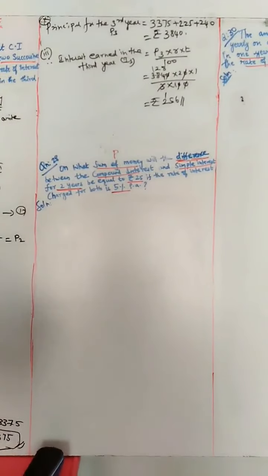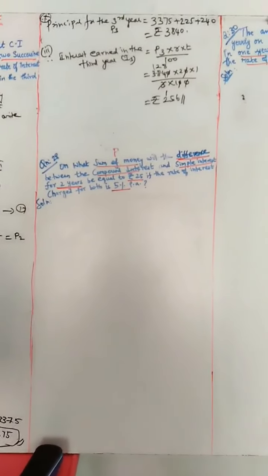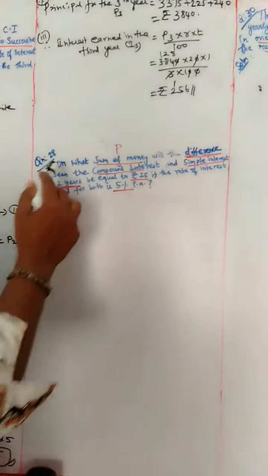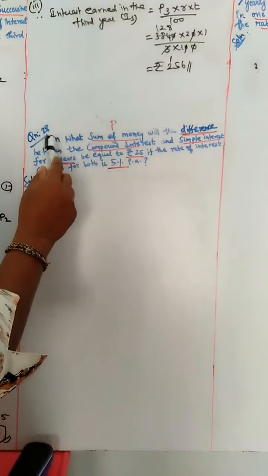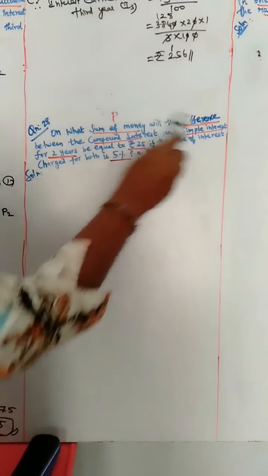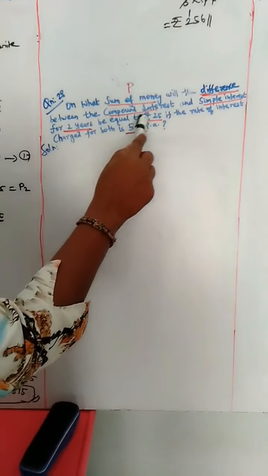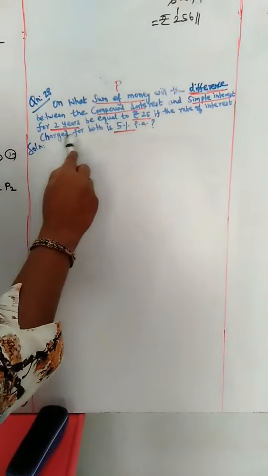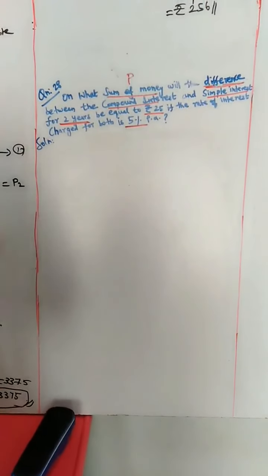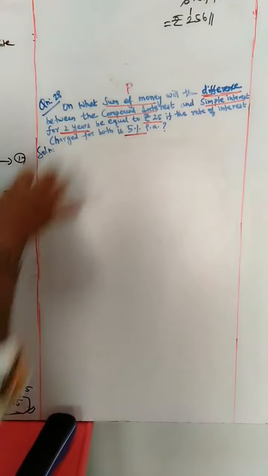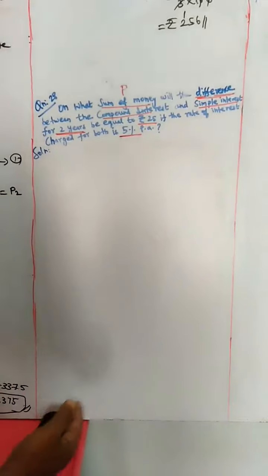Okay, next we'll go to the next sum, which is question number 28. Let us see the question here. On what sum of money will the difference between the compound interest and the simple interest for 2 years be equal to rupee 25? The rate of interest charged for both is 5% per annum. Very simple. Here also we are supposed to find the sum of money, which is the principal P.